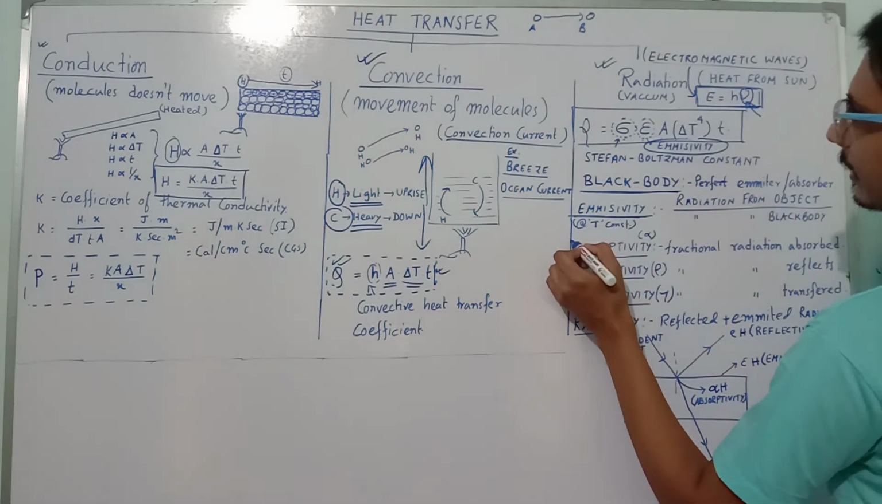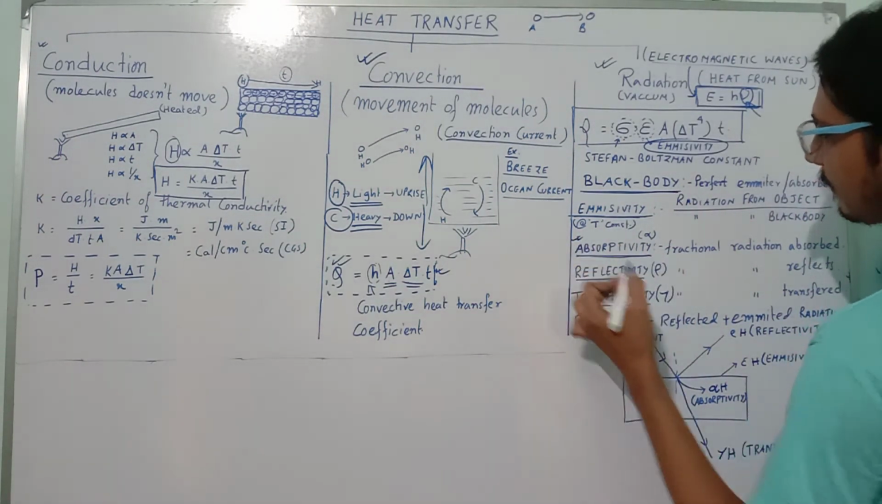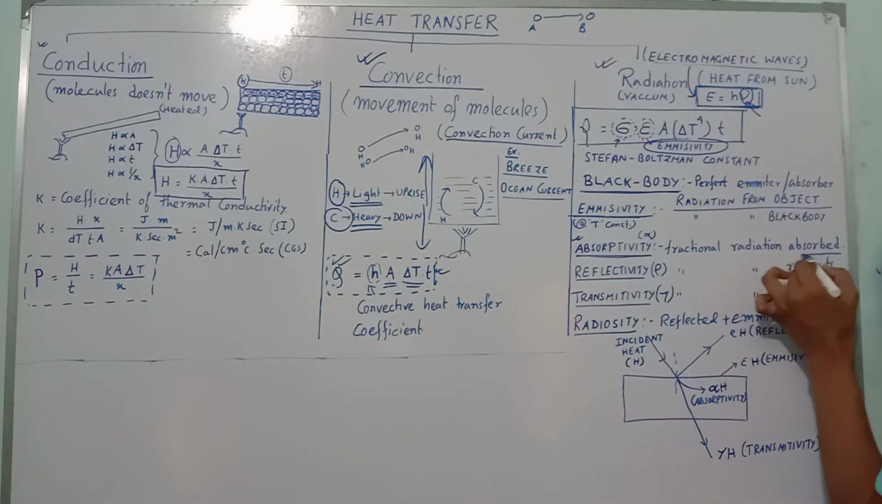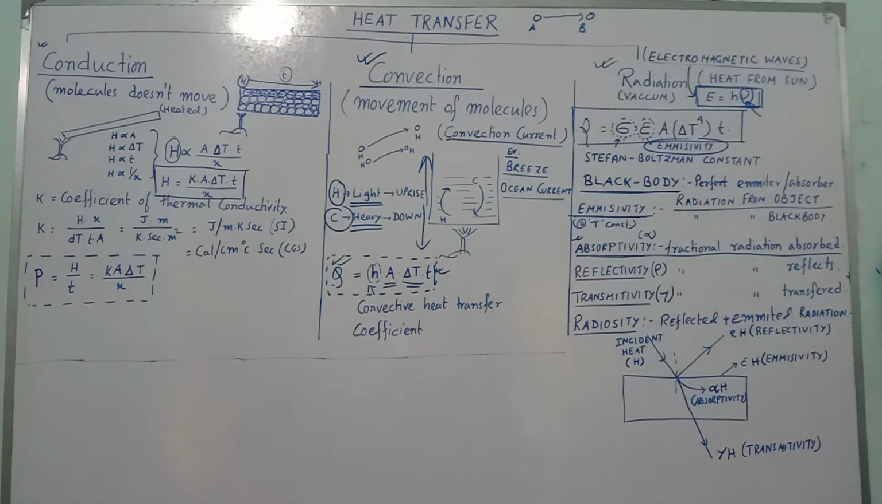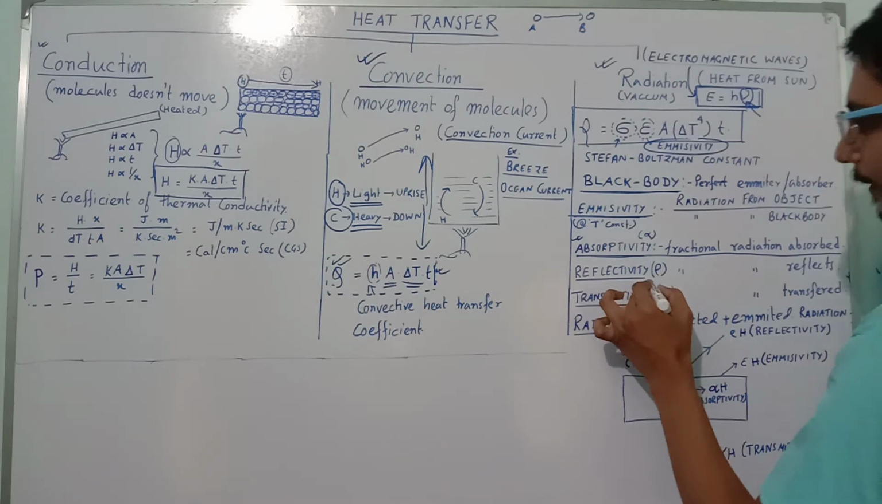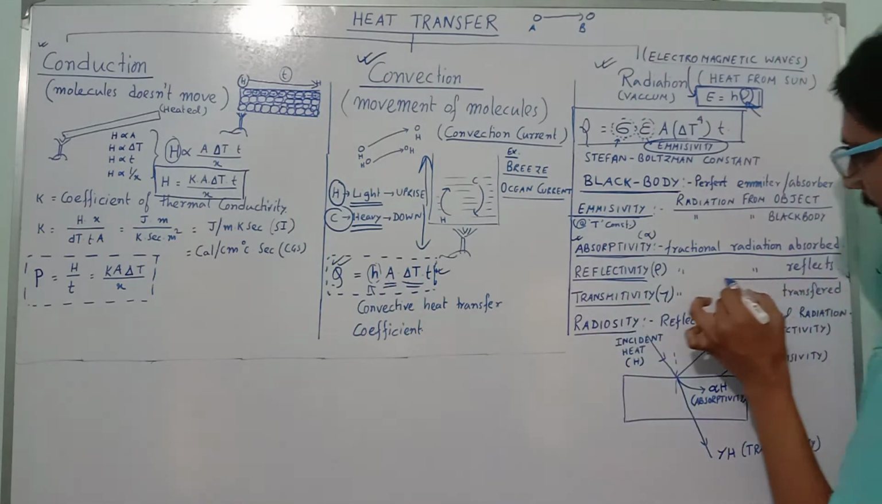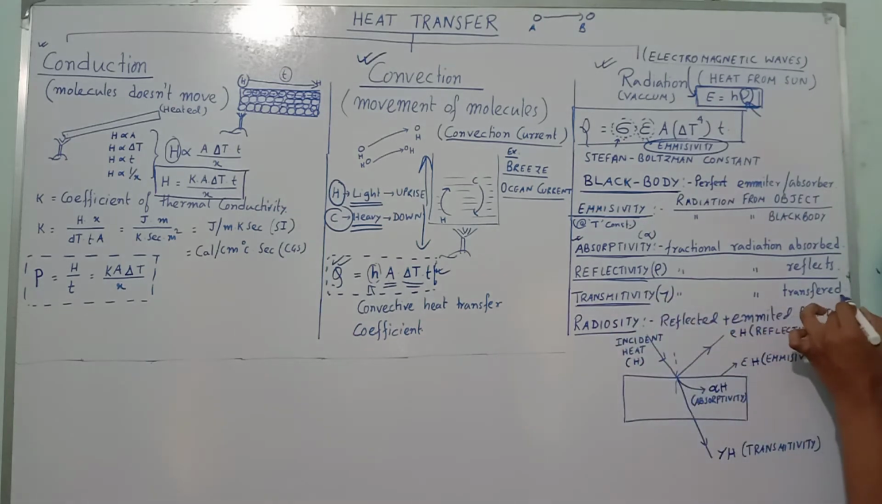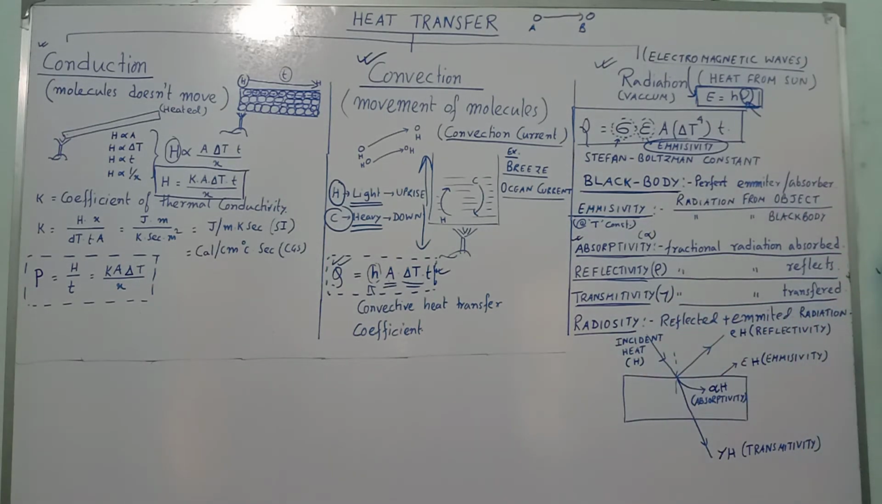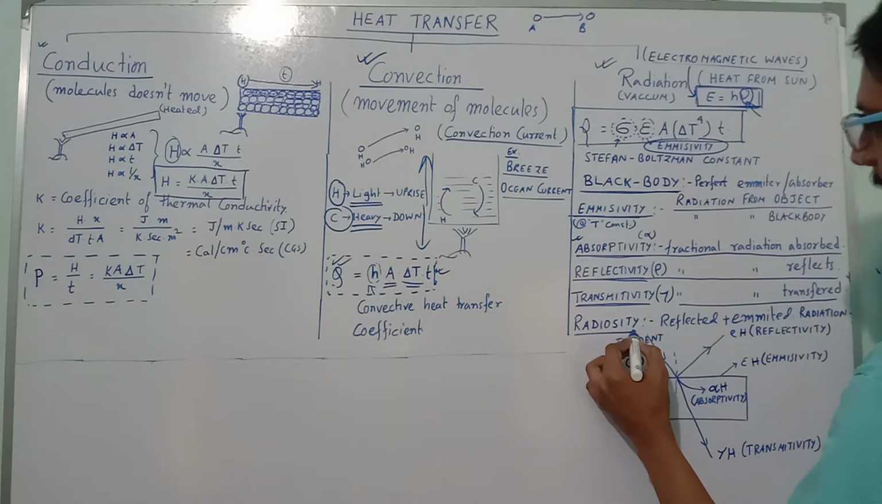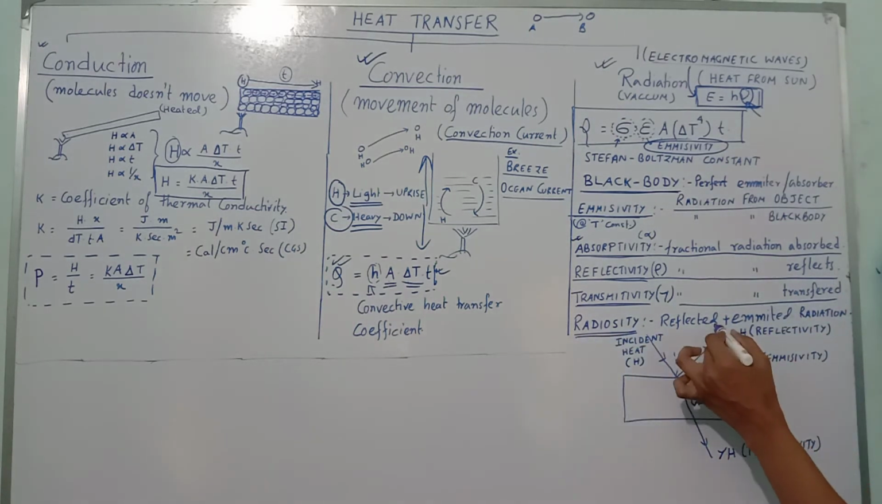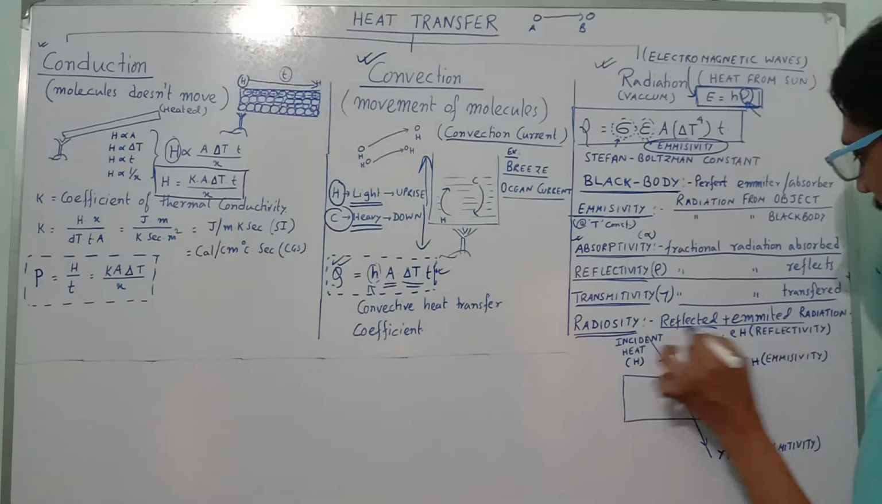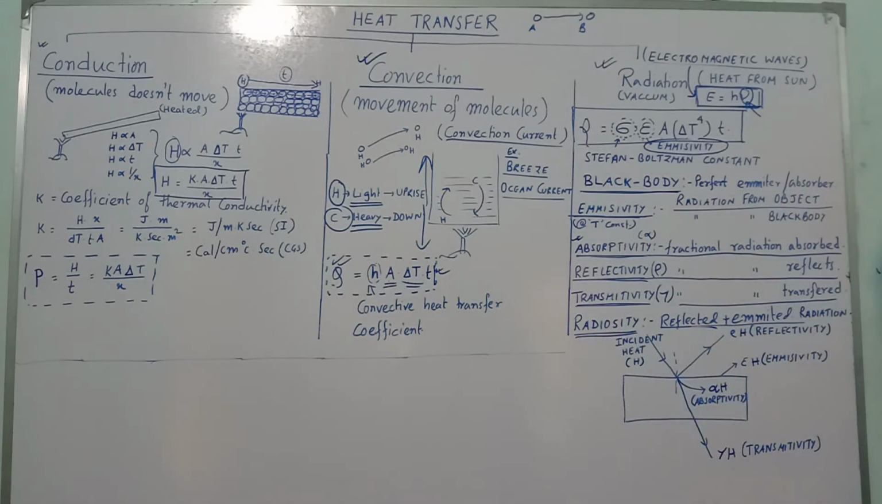Next, another term related to radiation is absorptivity. This is the fractional radiation absorbed by a body. Reflectivity is the fractional radiation reflected by certain bodies. Transmittivity is the fractional radiation transmitted from one object to another object. And the last one is radiosity, that is, reflected plus emitted radiation together are called radiosity.